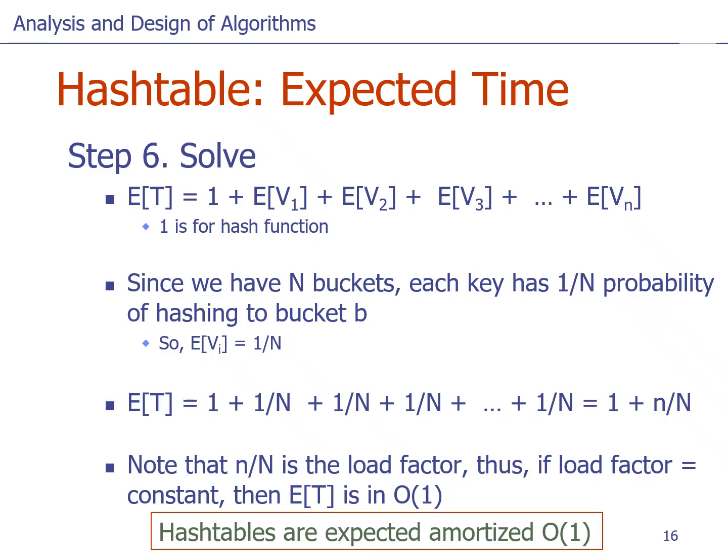It's 1 plus some number that represents the current number of entries in the hash table divided by the number of buckets in the hash table. And both of these will be actual numbers. So 1 plus some fraction, okay? And that will give you a constant.